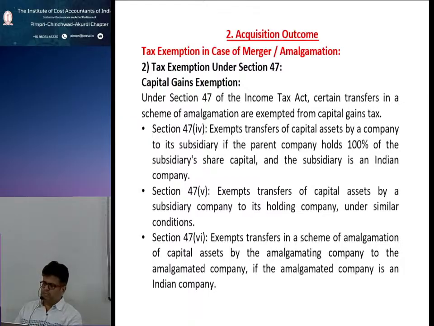Under section 47 of the Income Tax Act, certain transfers in a scheme of amalgamation are exempted from capital gains tax. Typically, section 47(4) exempts transfer of capital assets by a company to its subsidiary if the parent company holds 100% of the subsidiary's share capital and the subsidiary is an Indian company. Section 47(5) exempts transfer of capital assets by a subsidiary company to its holding company under similar conditions. Section 47(6) exempts transfers in a scheme of amalgamation of capital assets by the amalgamating company to the amalgamated company if the amalgamated company is an Indian company.